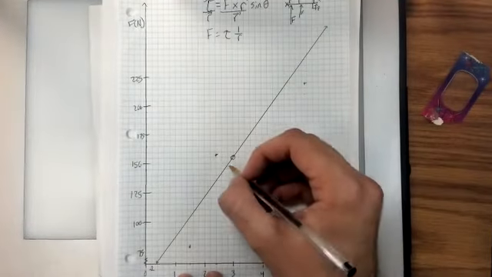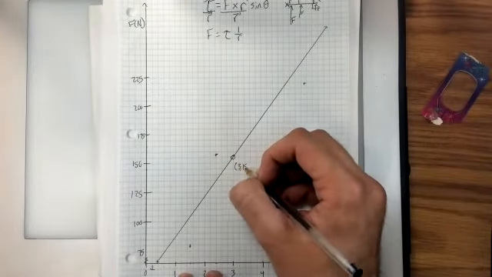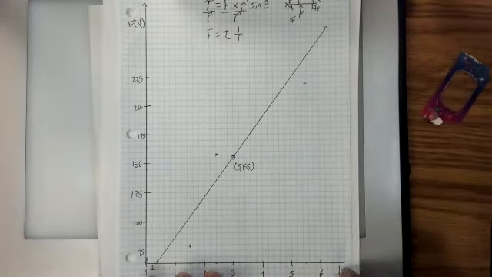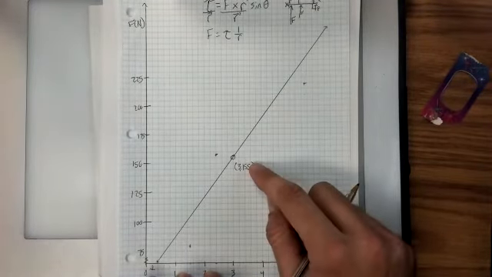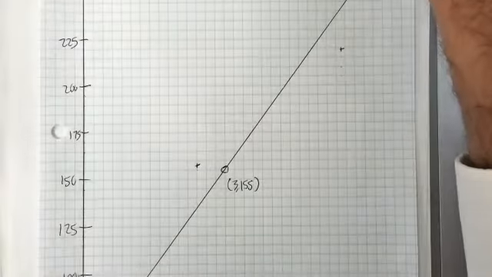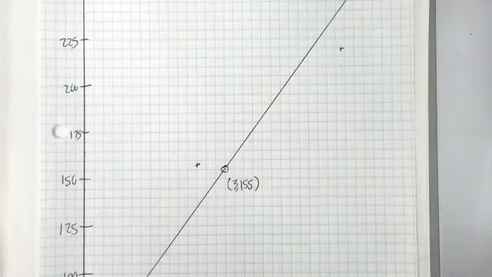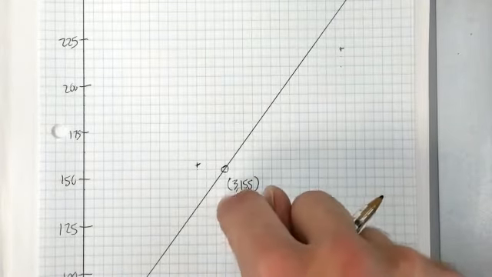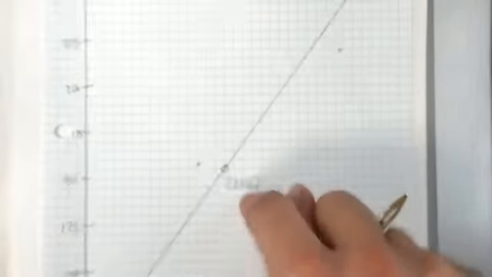So this point has coordinates 3, 155. And because I clearly scaled my axes, it's easy for me to read off what those points are. I write the coordinates down so I can follow my working later. If I make a mistake with slope, which students sometimes do, they'll mix up X and Y. So it's the X coordinate first, right? And then the Y.